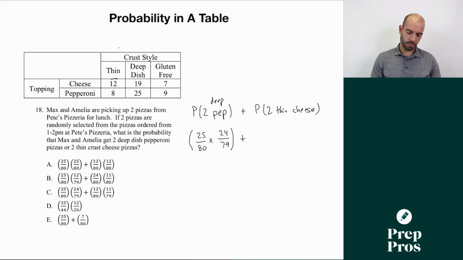The thin cheese pizzas, there's 12 to start. So for the first one, there's a 12 over 80 probability of picking a thin cheese crust. Then, if we pick another one, there's again 79 pizzas to pick from, and there are 11 here. So that's how we would set this up. All we need to do is check our answer choices and see which one matches what we just found. And the correct answer here is going to be C.